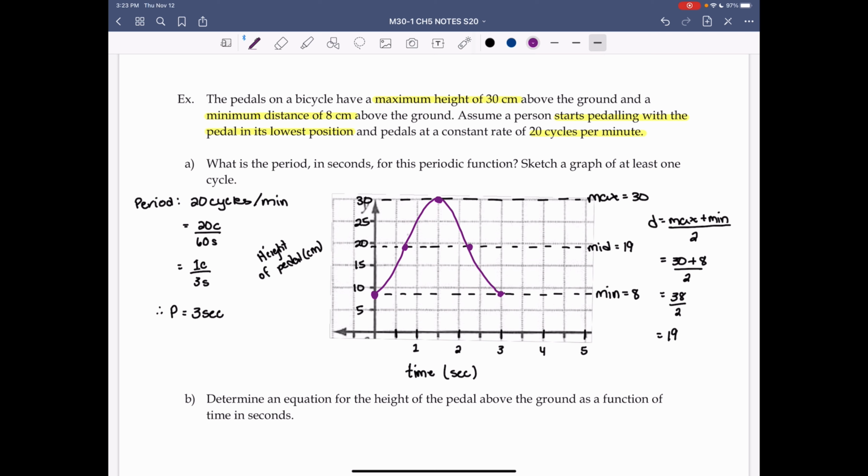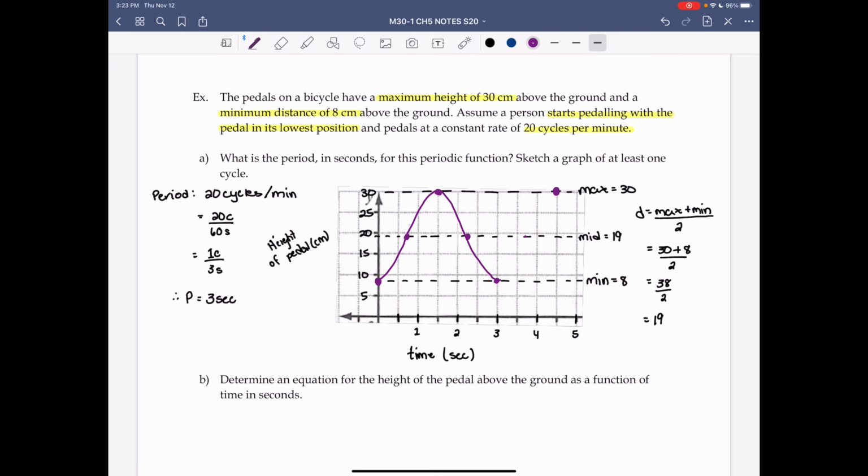It was 1.5 seconds to go from a min to a max. So 1.5 seconds would take us to 4.5. We would have a max. And halfway between 3 seconds and 4.5 seconds, we would have a point on our midline, which will be right there. And then we can graph those and so on.